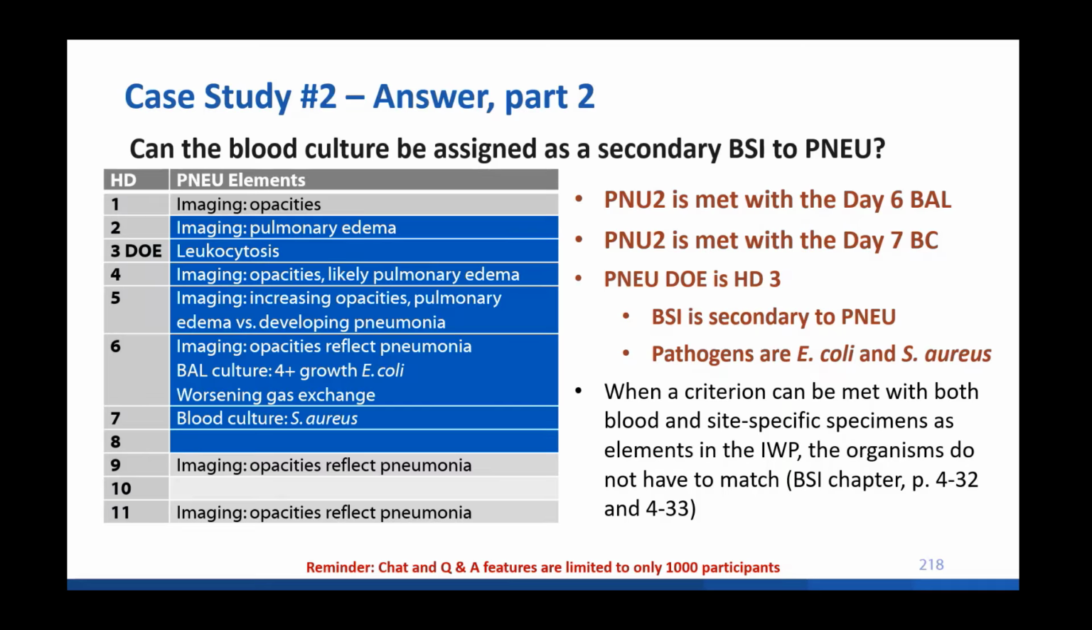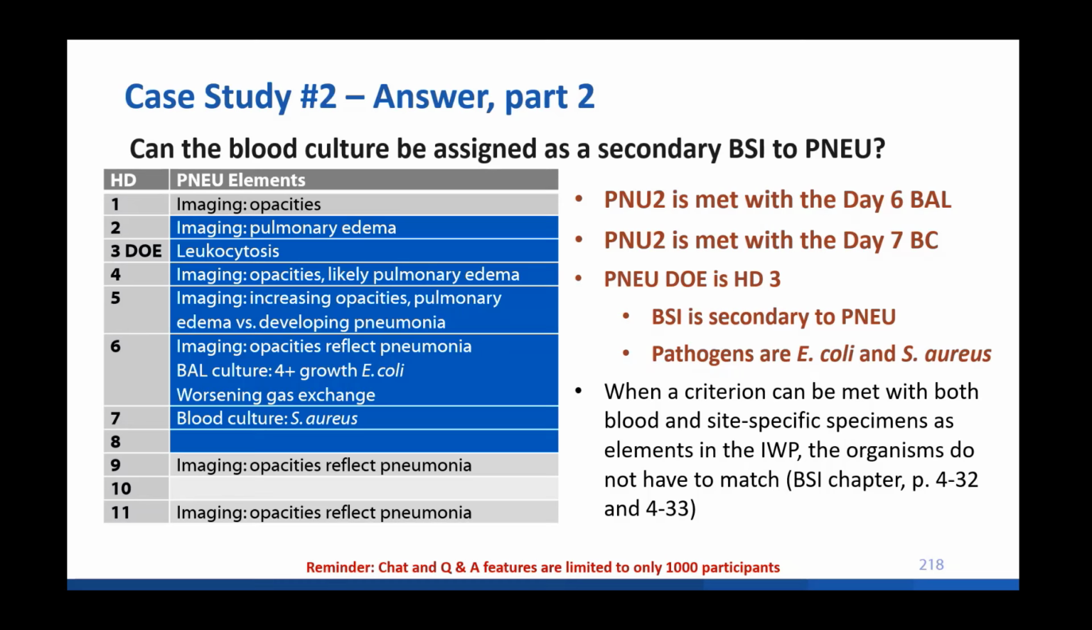So in this scenario, because you can use that blood culture in the infection window period as an element to meet the pneumonia 2 definition, it does not have to have a matching organism. It meets secondary BSI scenario 2, which only requires you to have a blood specimen with an eligible organism in the infection window period. So in this case, that does meet pneumonia 2. So whether or not that BAL culture is there, that blood culture still meets pneumonia 2 and is still considered secondary BSI to pneumonia.